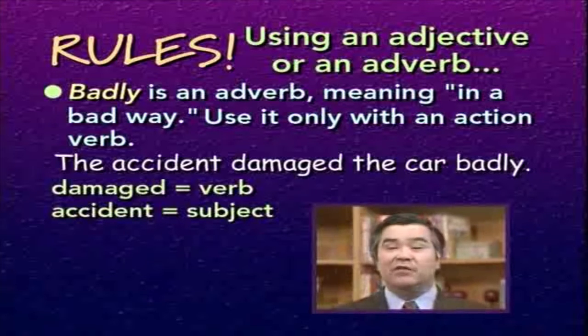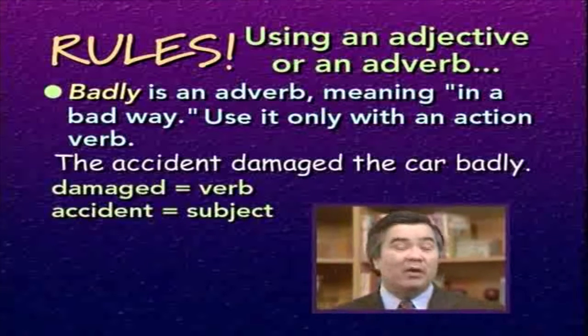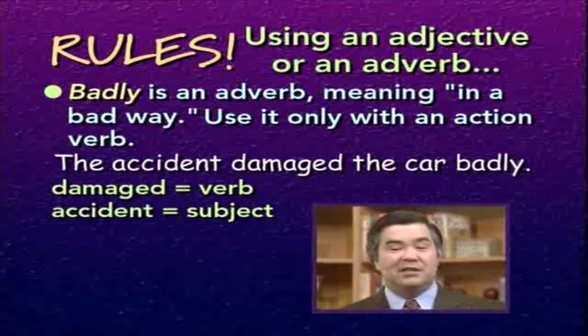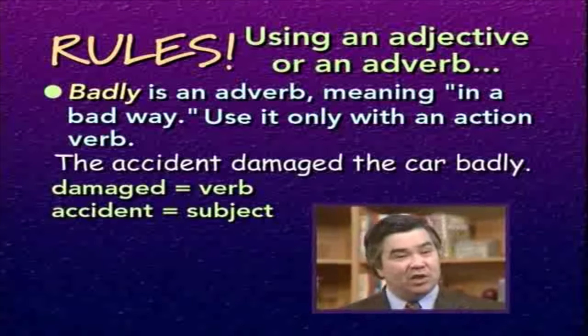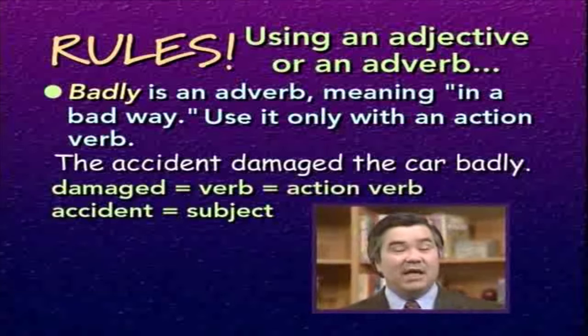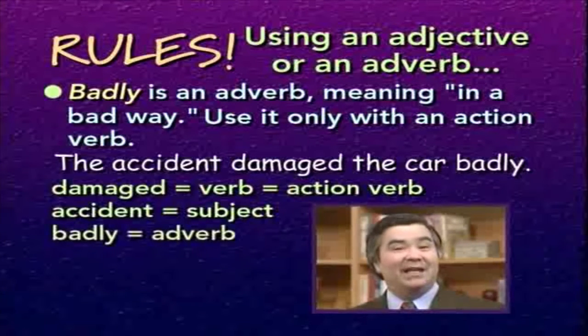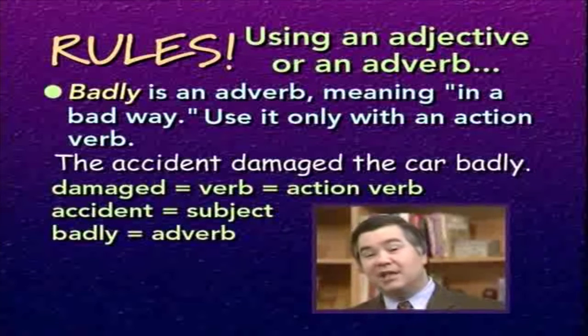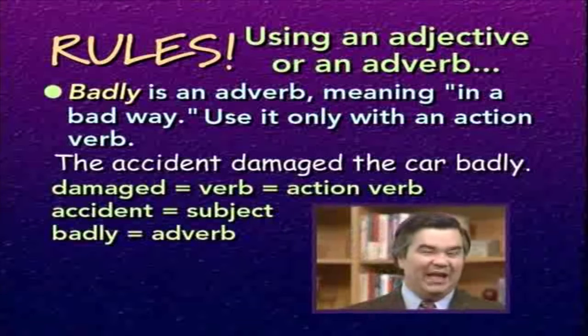Is this an action verb or a linking verb? Well, what's being described is an action, something that the accident did rather than something the accident was. So damaged is an action verb, and what follows it should be an adverb. So the adverb badly is being used correctly in this sentence. How was the car damaged, or how did the accident damage the car? Badly, in a bad way.